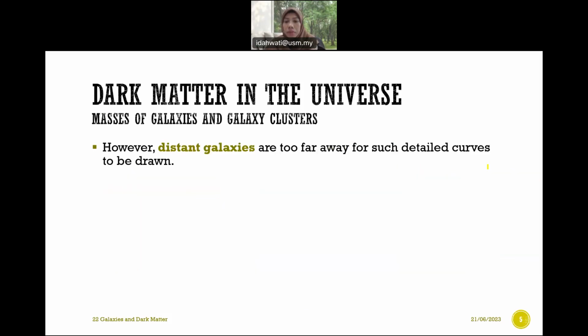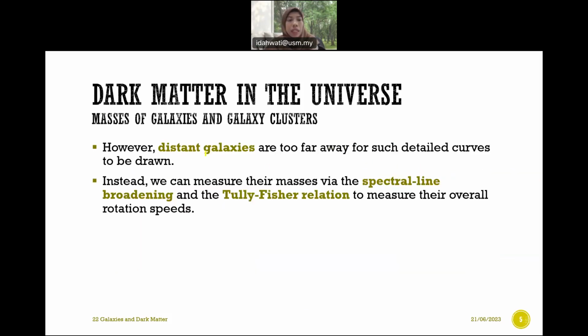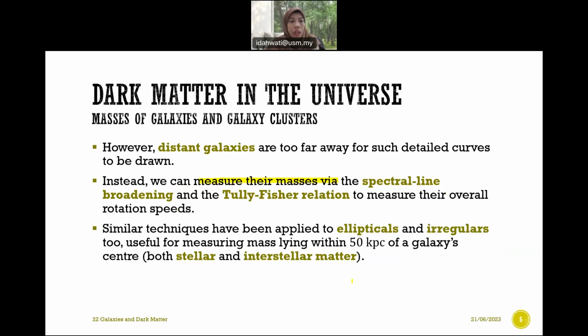All right. However, distant galaxies are too far for such a detailed curve to be drawn, and instead we can measure their mass via spectral line broadening and the Tully-Fisher relation to measure their overall rotation speed. A similar technique has been applied to ellipticals and irregulars, and is useful for measuring the mass lying within 50 km per second of a galaxy center.